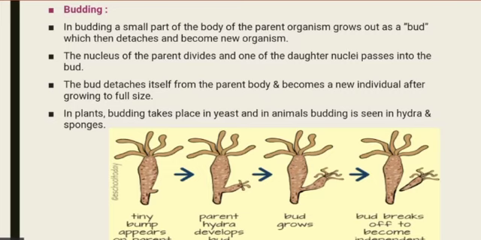The buds are elongating, enlarging in size. It's almost similar to the parents. They are growing and developing. Once matured, they will detach from the parent body and become independent. The nucleus of the parent divides and one of the daughter nuclei passes into the bud. The bud detaches itself from the parent body and becomes a new individual after growing to full size. In plants, budding takes place in yeast, and in animals, budding is seen in hydra and sponges.